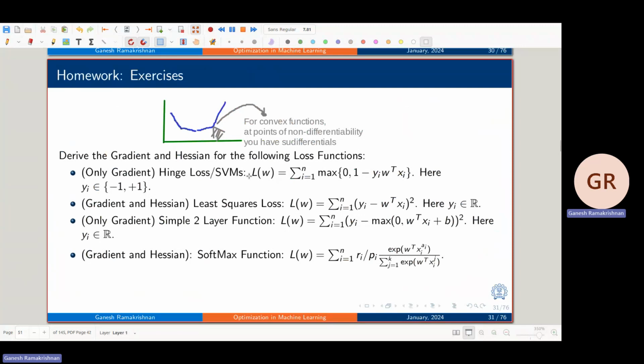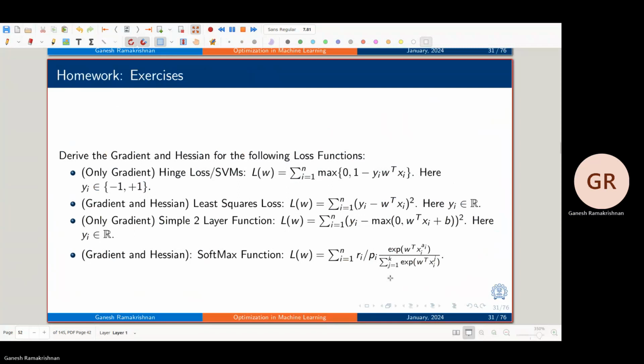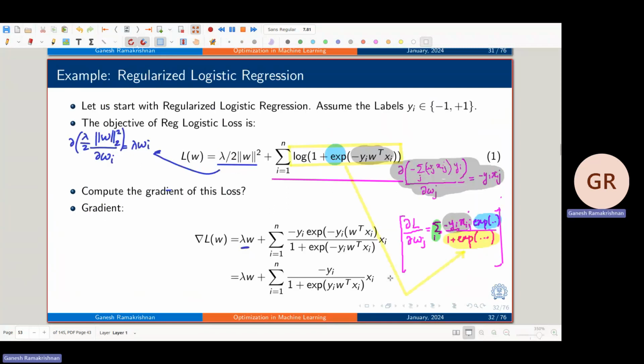And I'd left a small note, right? For some problems like this hinge loss, we may not have the requisite machinery. We'll deal with that in a couple of classes. But all the others, you should be able to compute gradients. Okay, that's our first exercise. So these were the four, right? Everyone did this?